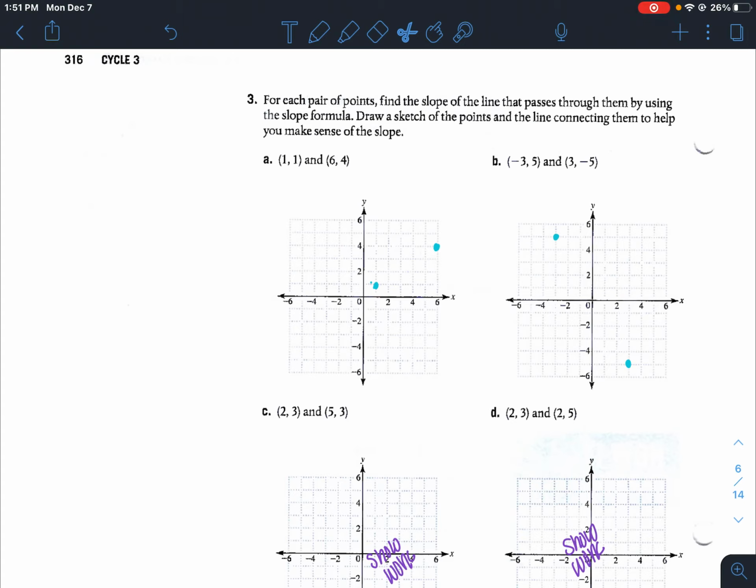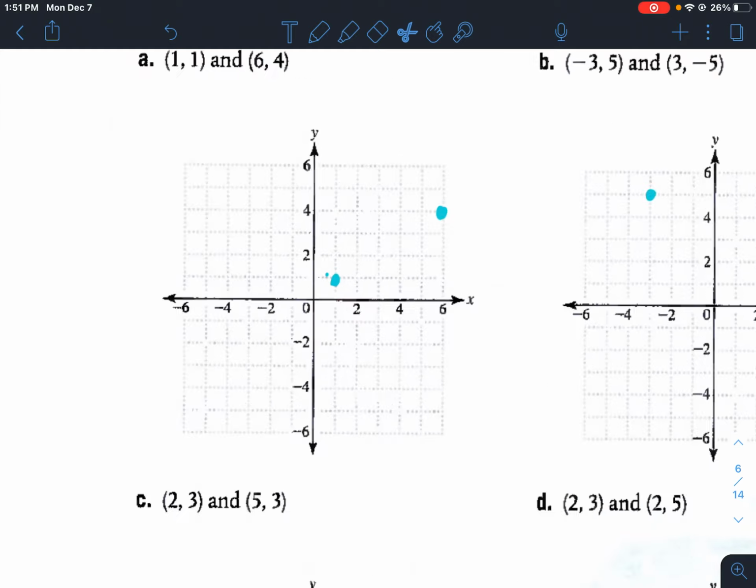So for each pair of points, find the slope of the line that passes through them by using the slope formula. Draw a sketch of the points and the line connecting them to help you make sense of the slope. Okay? I actually didn't solve using the slope formula. I just calculated rise over run, going up and down.